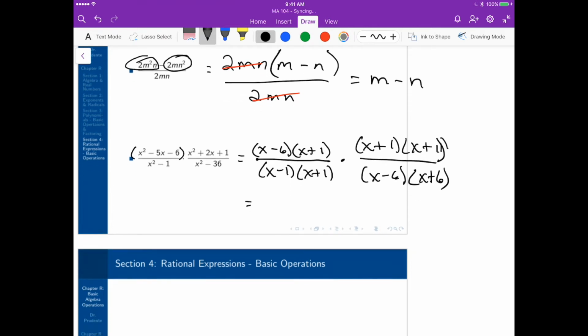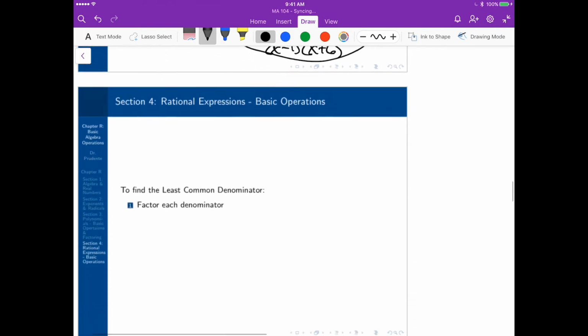And again, we have a difference of squares, x minus 6, x plus 6 for the second one. Instead of multiplying straight across, I want to ask what I can actually cancel. I see an x minus 6 will cancel, an x minus 1 will cancel, and that's it for right now. So I have x plus 1, x plus 1 over x minus 1 and x plus 6. That's as simple as I can get it, and we can just leave it like that.